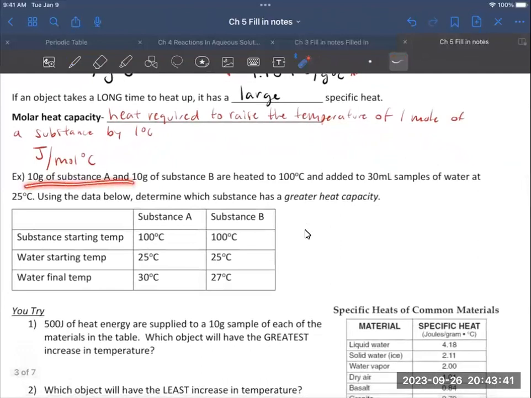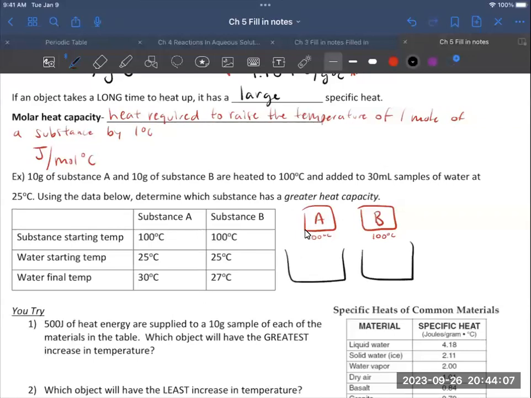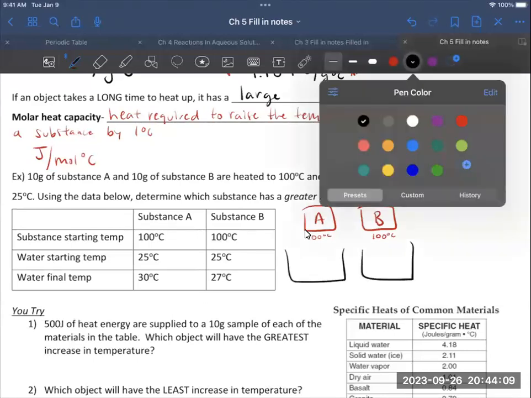All right, so let's take a look at another example here. We have 10 grams of substance A, and then 10 grams of substance B. They're both heated to 100 degrees Celsius. So this one is 100, and this one is 100. Again, we have the exact same mass of each one, and they are both added to 30 milliliter samples of water at 25 degrees Celsius.